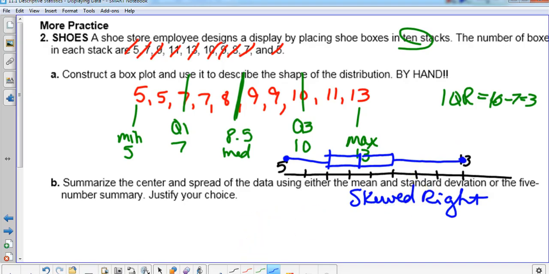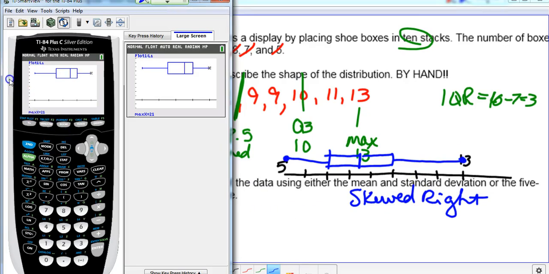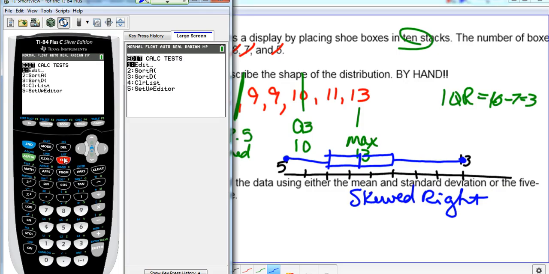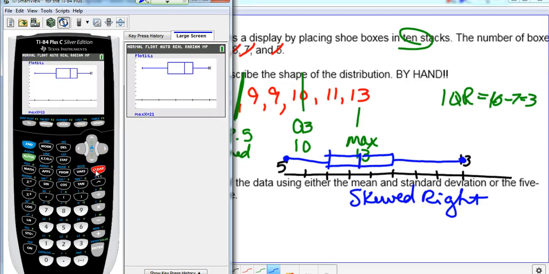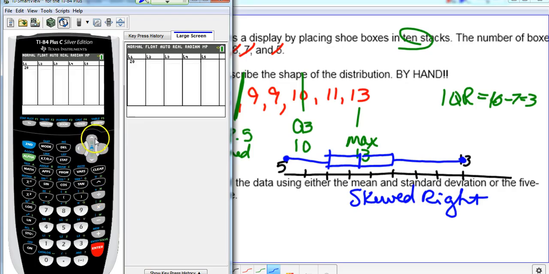I really don't want to spend a lot of time on this, but if you typed these into the list, okay, and then you went second y equals, and you would turn on, all right, we're going to do it really fast. Go stat, enter, type these into list 1. You can type them in any order. So if you want to do the 5, 5, what was it, guys? 7, 7.